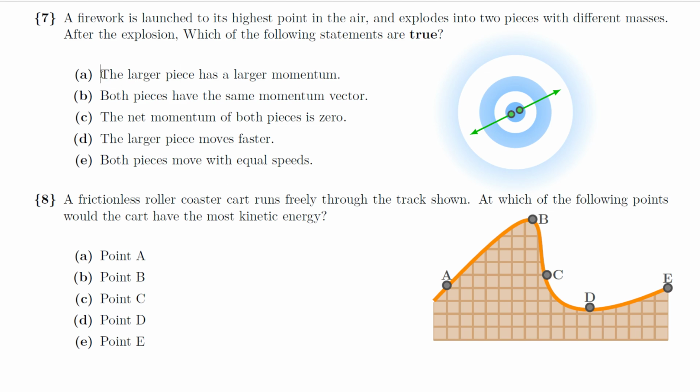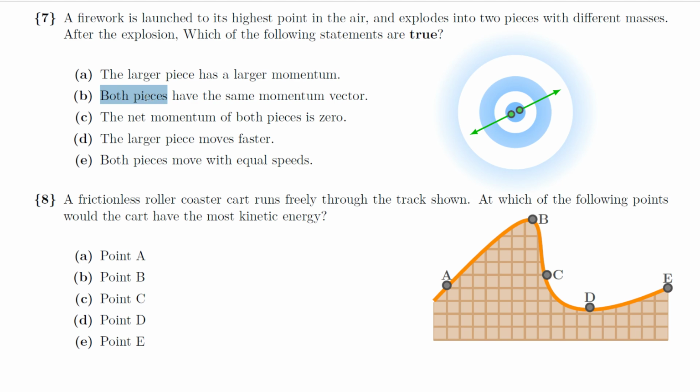So the first statement says that the larger piece has a larger momentum. That's not true because it's an equal and opposite reaction in this case. According to Newton's third law, the force on one is the same as the force on two, just in the opposite direction. But because momentum is tied directly to force, you can say the same thing about the momentum. The momentum of one is equal and opposite to the momentum of two. So in other words, one piece cannot have a larger momentum than the other piece, so that can't be true.